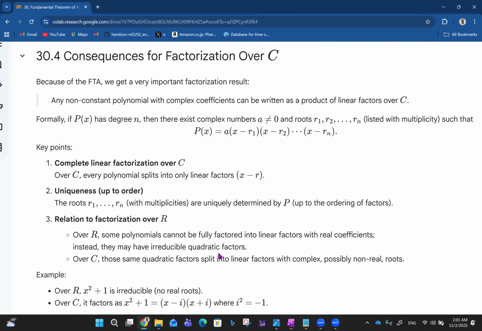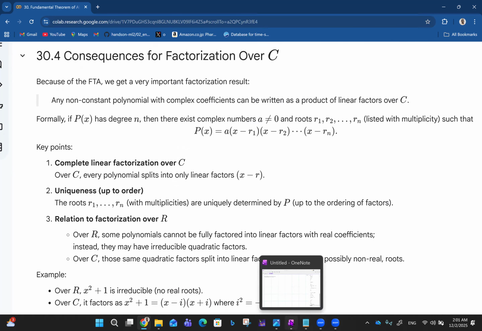Instead, they may have irreducible quadratic factors. Over C, those same quadratic factors split into linear factors with complex, possibly non-real roots, okay? Over R, for instance, x squared plus 1 is irreducible. It has no real roots. Over C, it factors as x minus i times x plus i, because x squared plus 1 in the first place.